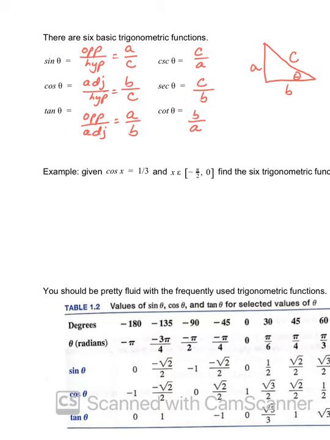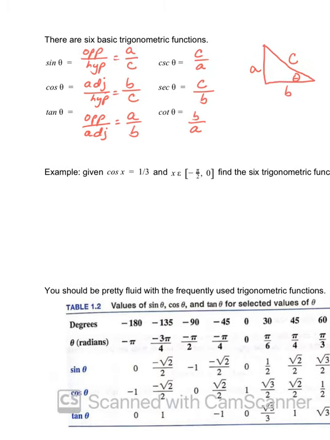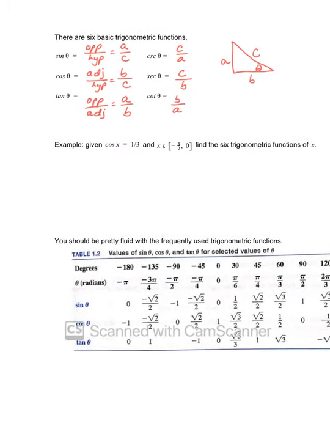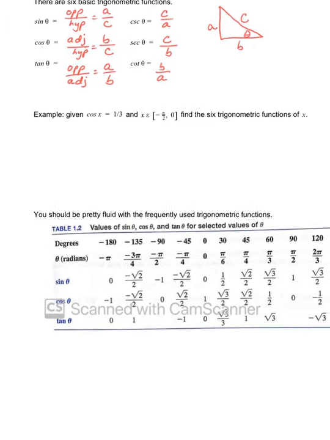An example where you would use this: if you're given that cosine of x is 1/3 and x is between negative pi over 2 and 0, find the 6 trigonometric functions of x. So first of all, let's draw a picture. So I'm going to make a right triangle.